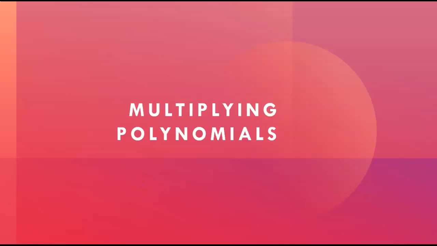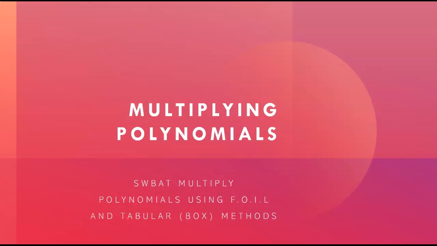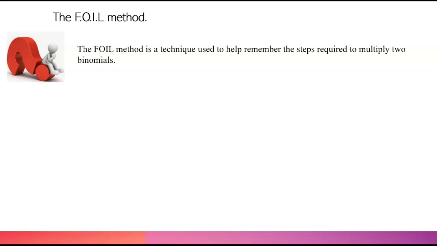This video is about multiplying polynomials using the FOIL and tabular or the box method. Let's begin with the FOIL method. What do we mean by FOIL method? The FOIL method is a technique used to help remember the steps required to multiply two binomials.